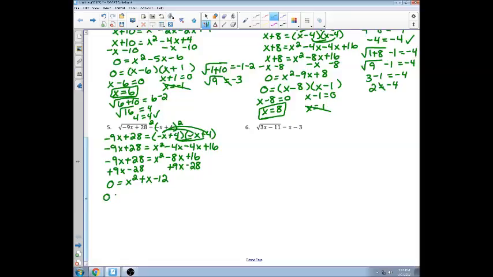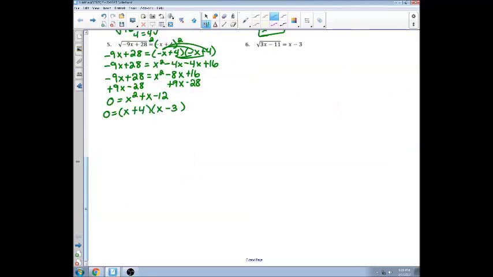So 0 would equal x and x. The positive x would be plus 4 minus 3. Now I can set everything equal to 0. So x plus 4 equals 0, x would equal negative 4. x minus 3 equals 0, so x would equal 3.